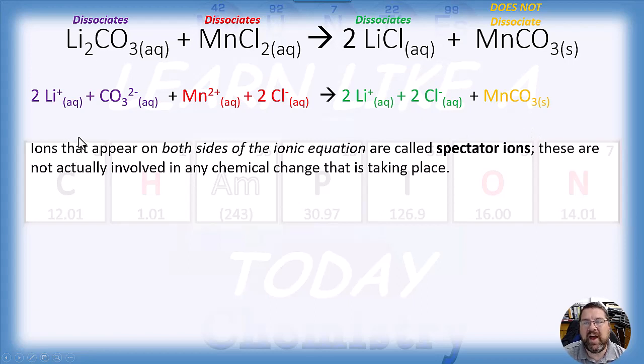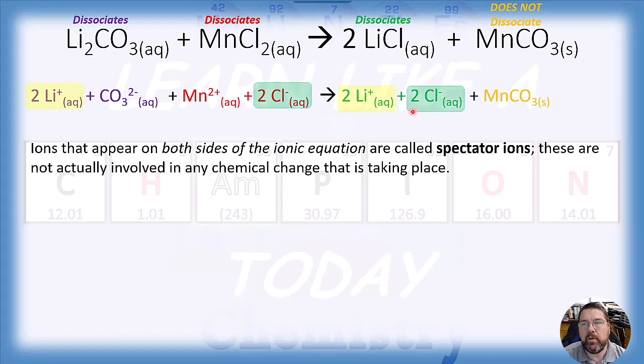Now, when we look at our ionic form here, we might notice that there are ions that show up on both sides. For instance, the lithium ions, the Li+, and there's 2 of them on each side, as well as the chlorides, 2 chloride ions on each side. These are what we call spectator ions. Spectator ions are just that. They're spectating, they're watching. They're not actually involved in the overall true chemical change that's occurring.